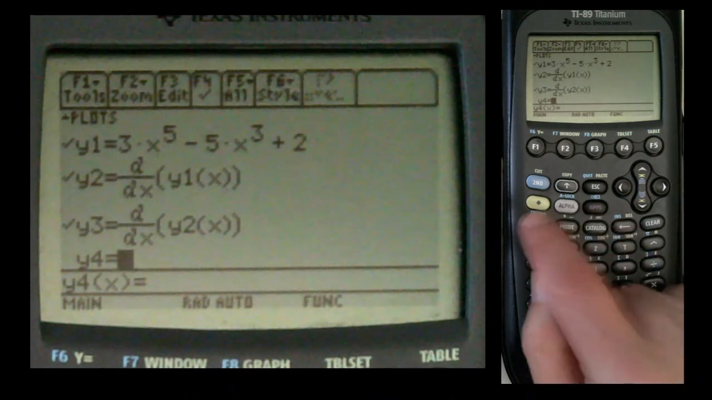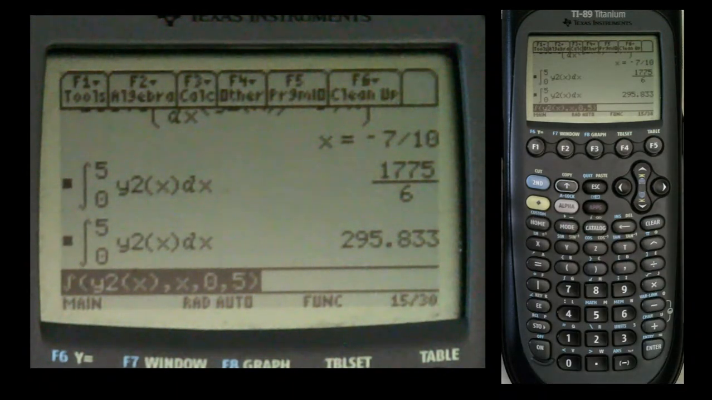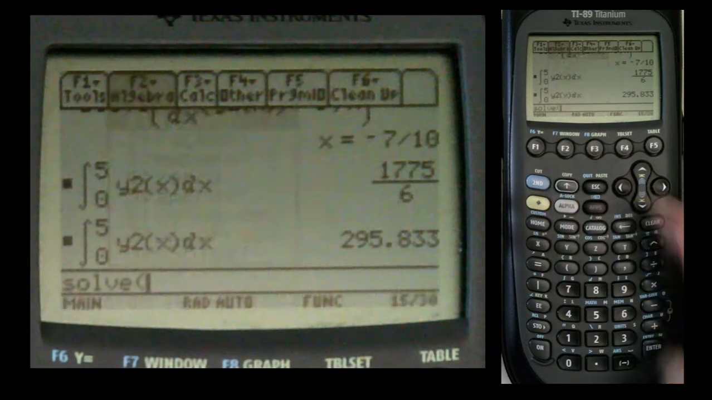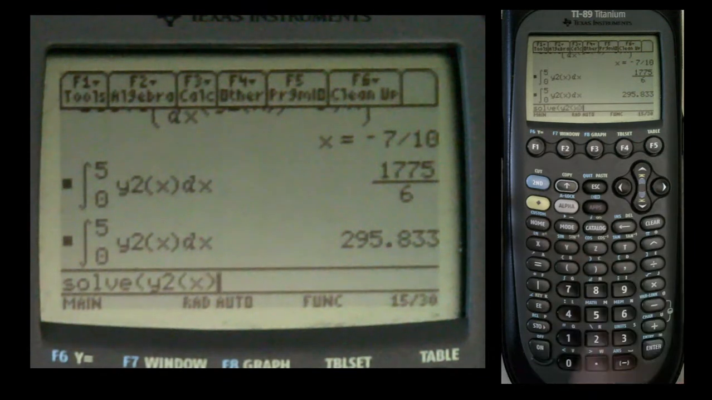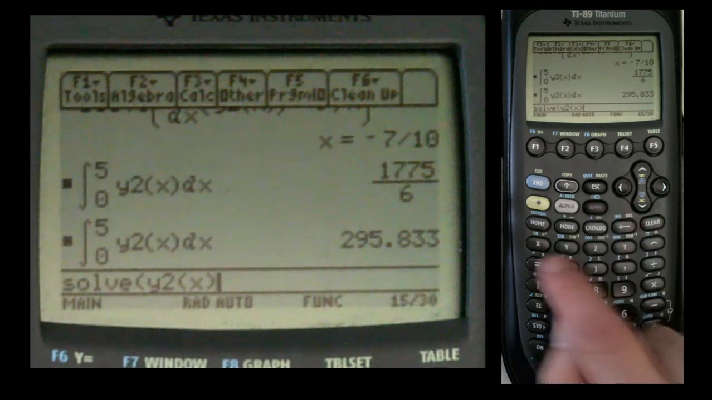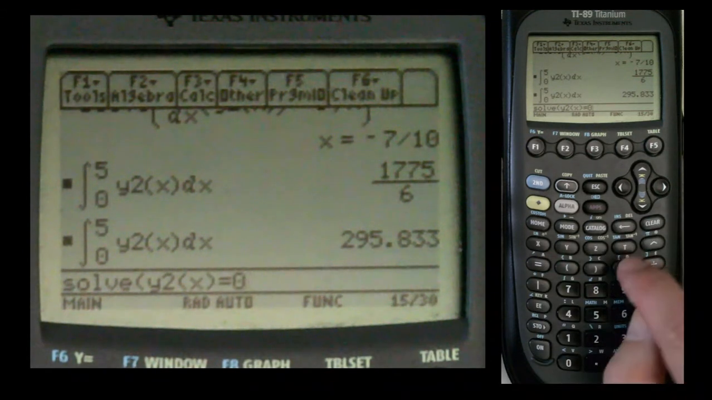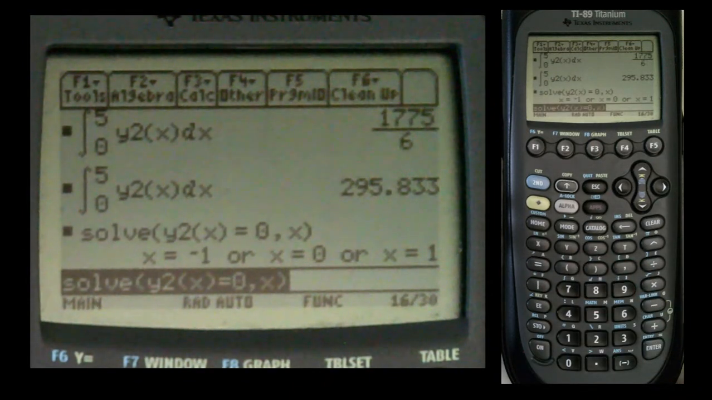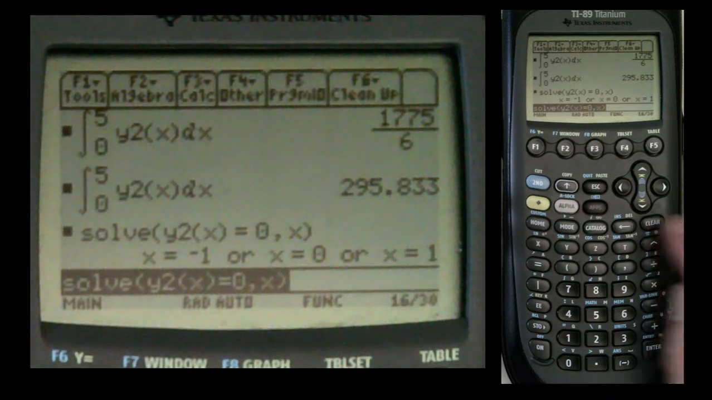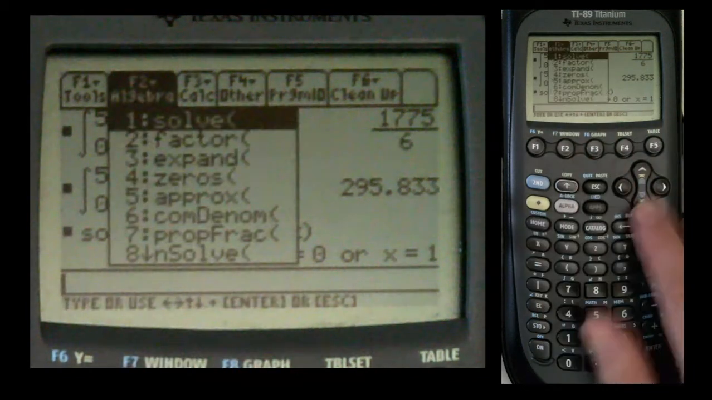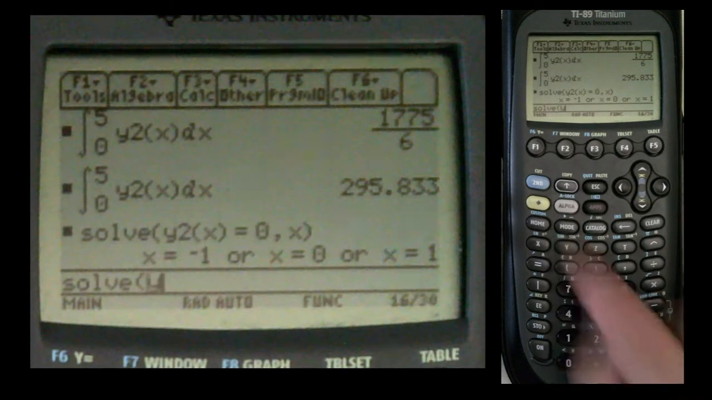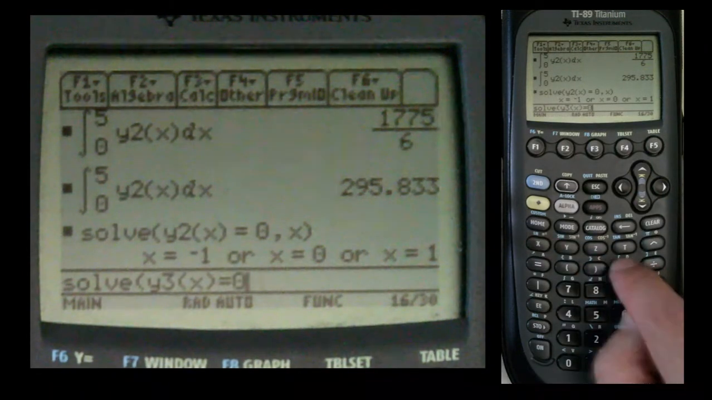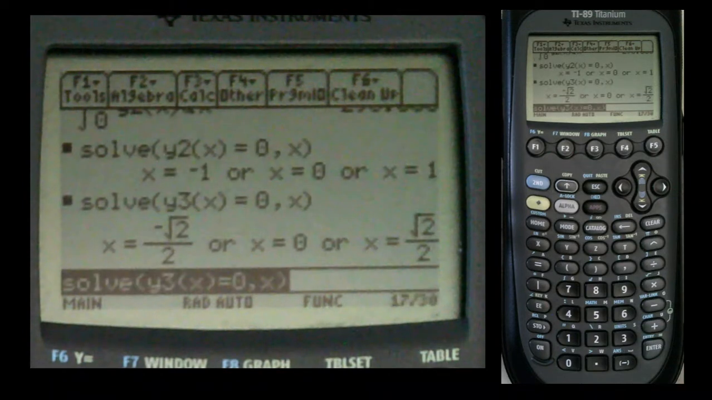Now when we go back to the home screen, we can do things like find the critical points. The way you would find the critical points is you would solve y2, remember that was the first derivative. Oops, not that. Forgot to put in the equation. Set that equal to 0, that's the derivative equaling 0, and I can solve that, and it'll tell me there are critical points at negative 1, 0, or 1. I could find points of inflection. Oops, I shouldn't have deleted all that. Solve y3 of x equals 0, comma x, and that's going to give me my possible points of inflection.